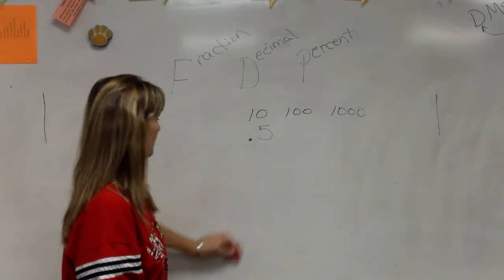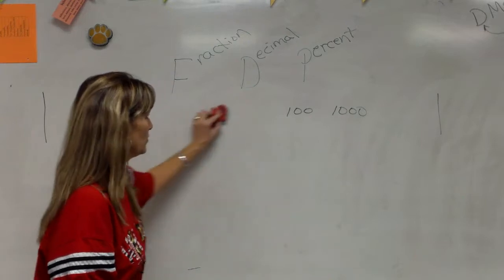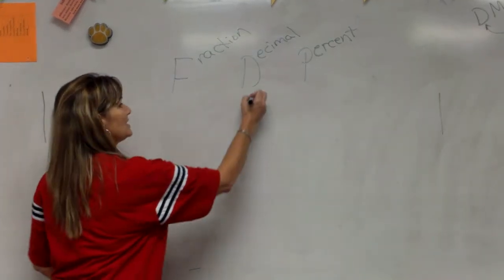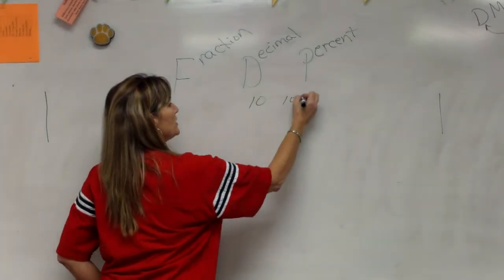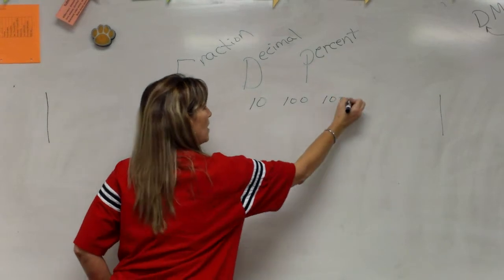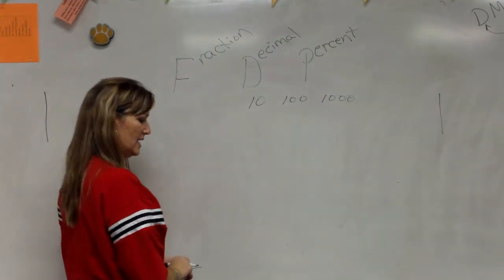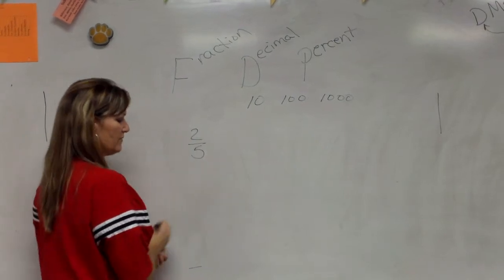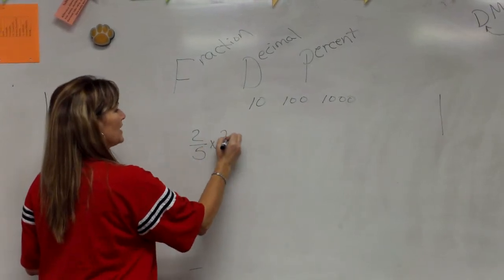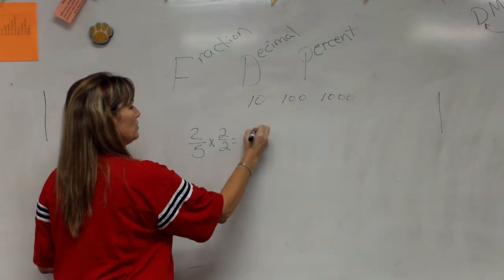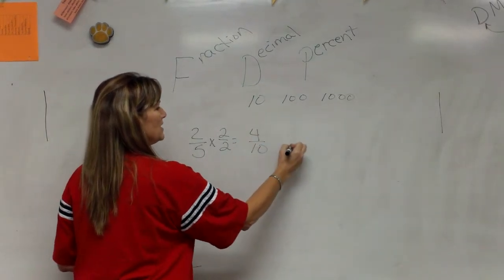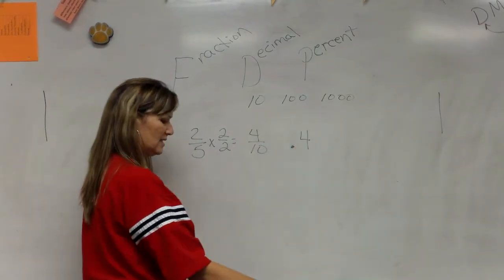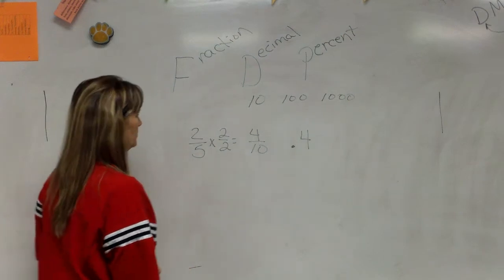So when I'm going from a fraction to a decimal, again, if I can get a 10, a 100, or a 1,000 on the bottom, it's very easy for me to make a decimal. If I have 2 over 5, I can multiply by 2 over 2. I get my 4/10. 0.4 as a decimal.